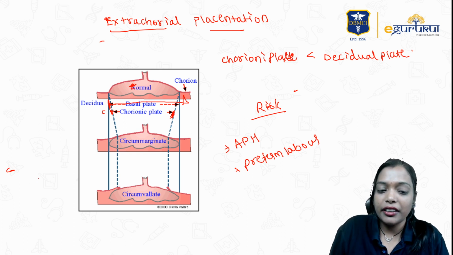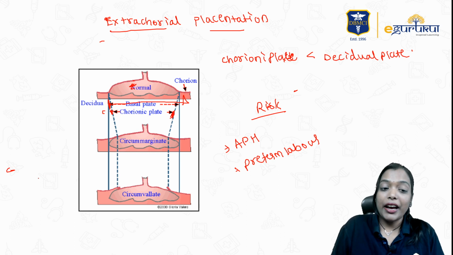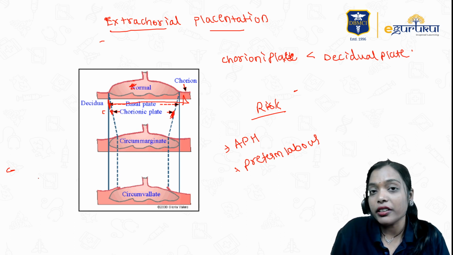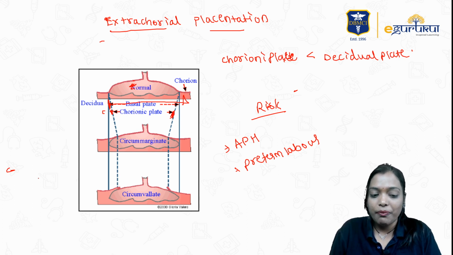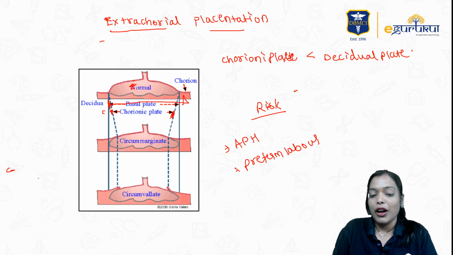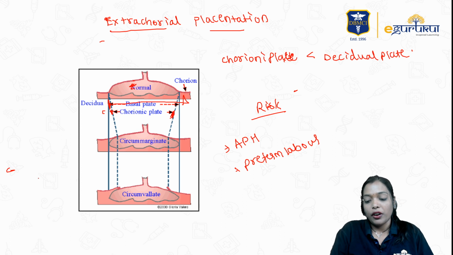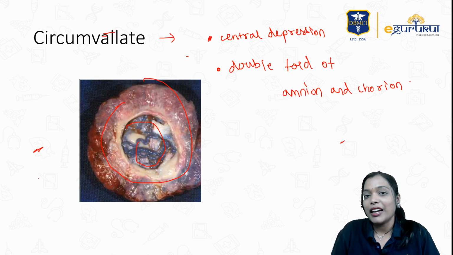So that's regarding extrachorial placentation, where the chorionic plate is smaller than the basal plate. In circumvallate you have a double fold of amnion and chorion. In circummarginate you have a single fold of amnion and chorion. I ask you to remember circumvallate as a pani puri placenta with a central depression.